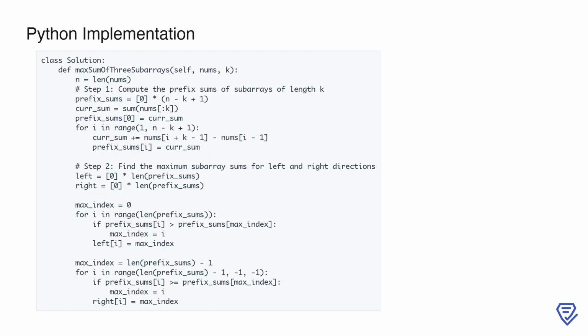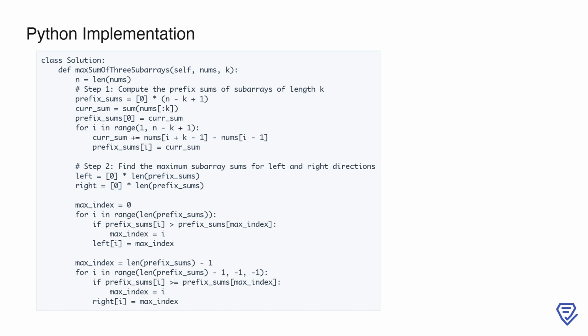Here, we're diving into the Python implementation of the problem by defining a function called maxSumOfThreeSubarrays. The goal is to find the maximum sum of 3 non-overlapping subarrays, each of length k, and return their starting indices. First, we calculate prefix sums for all subarrays of length k.